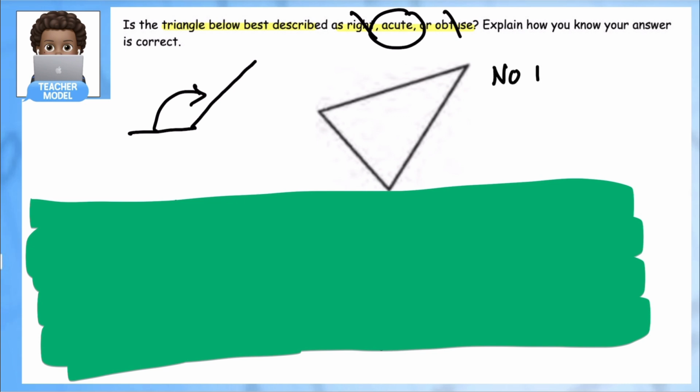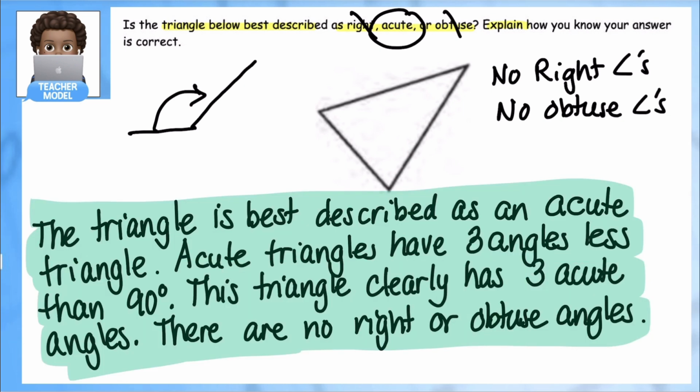There are no right angles and no obtuse angles, which means all of these are acute angles. They're all less than 90 degrees. So now I need to explain how I know my answer is correct. So they're looking to see if you can, one, get the right answer, but can you also justify your reasoning? So here's the answer I came up with. And I'm going to show you what makes it a good answer.